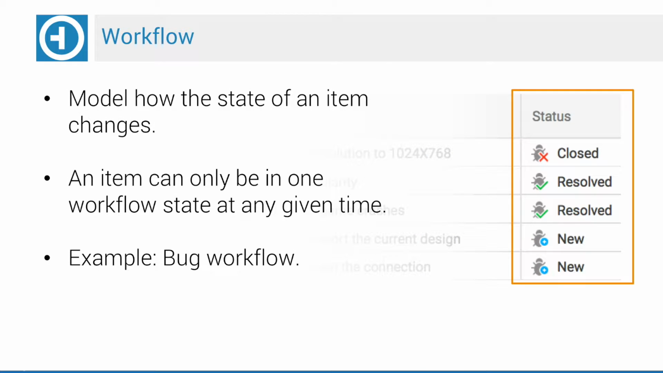Workflows, on the other hand, is a model of how the state of an item changes. It can have several end states and go back and forth, but only be in one state at any given time. A typical example of a workflow would be how a bug is handled.